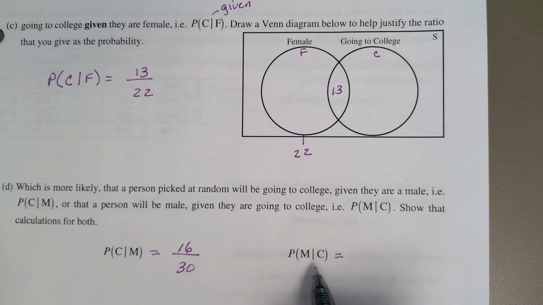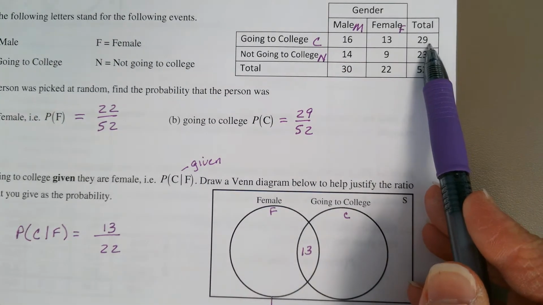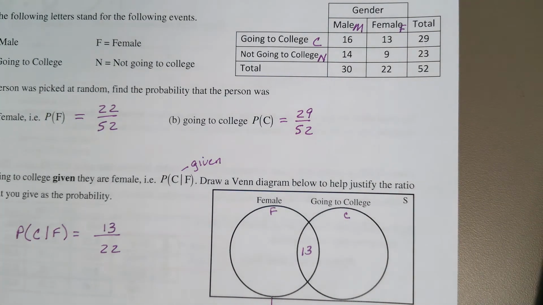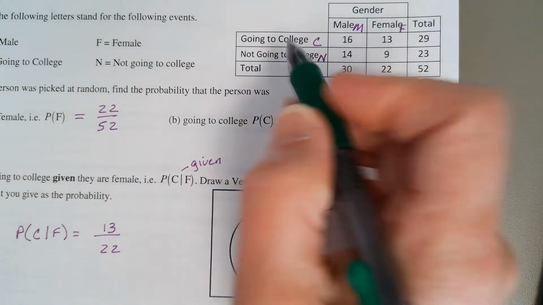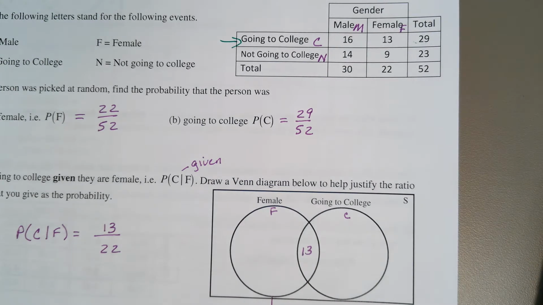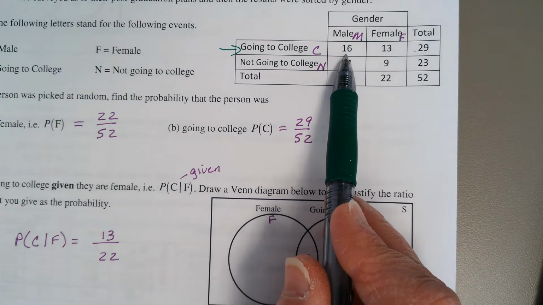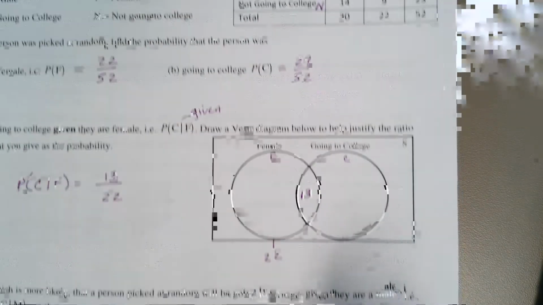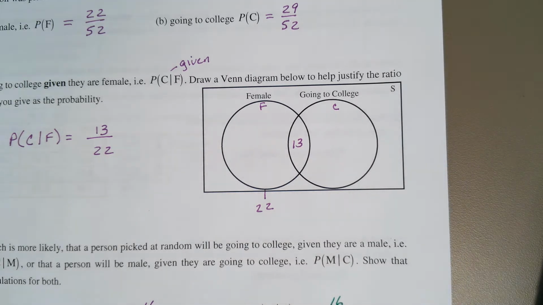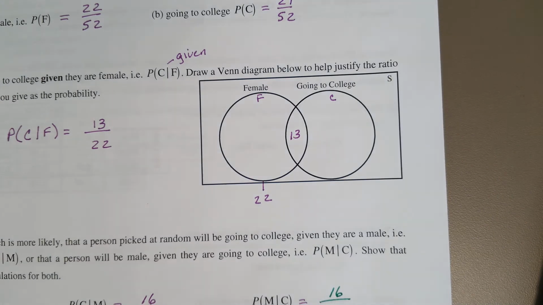Probability of male given going to college. Well, going to college, there are 29 that are going to college. I'm looking here, I'm only looking at this here. There are 29 going to college. That's our denominator. And then of those 29, how many are male? 16. Okay, now, which is more likely?